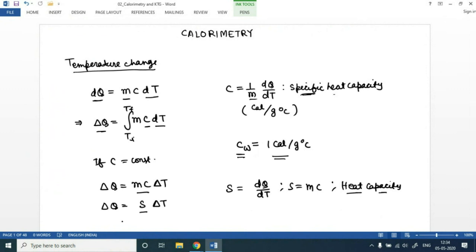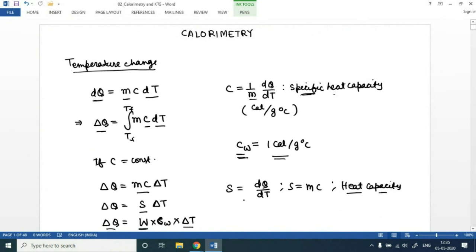Another way of representing the same equation is delta Q. We find the water equivalent W, multiplied with the specific heat capacity of water, which is 1 calorie per gram per degree Celsius, multiplied with delta T. Water equivalent W is basically if you want to replace the material with water for calculation purposes: by how much water should that material be replaced so that by adding the same amount of heat, the same change in temperature can be achieved. That is water equivalent.